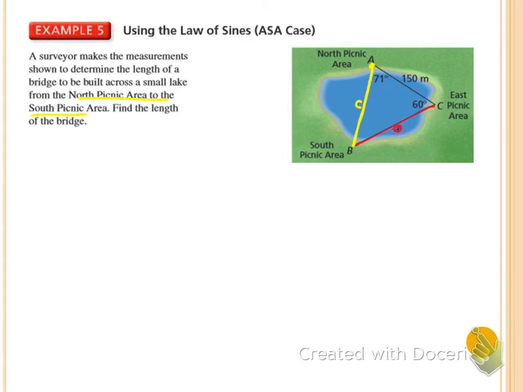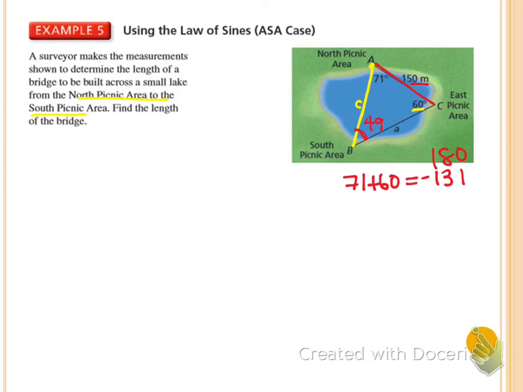We have A and 71, but we have 150, and we can find this angle, because we know 71 plus 60 is 131. Subtract that from 180, and our missing angle is 49. So that means we've got a known pair. I've highlighted that in red. And then we can find the length we need to find using 60 degrees.